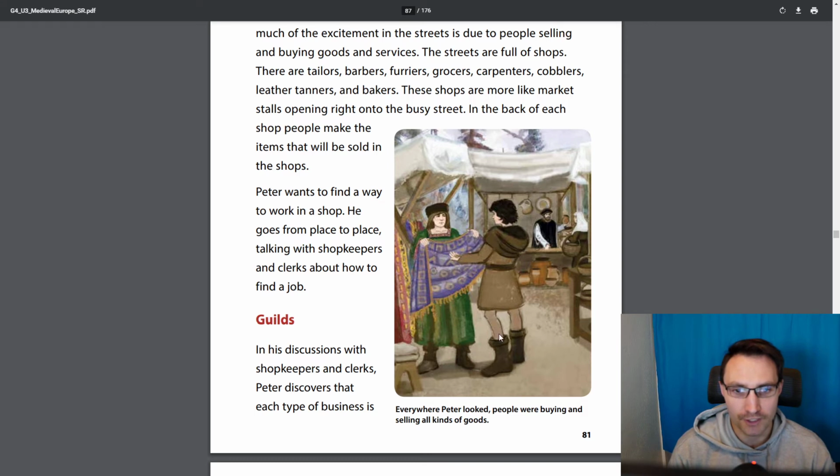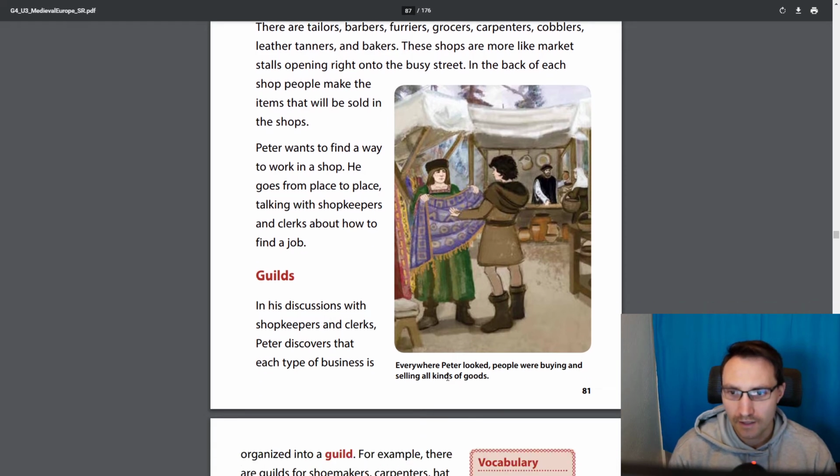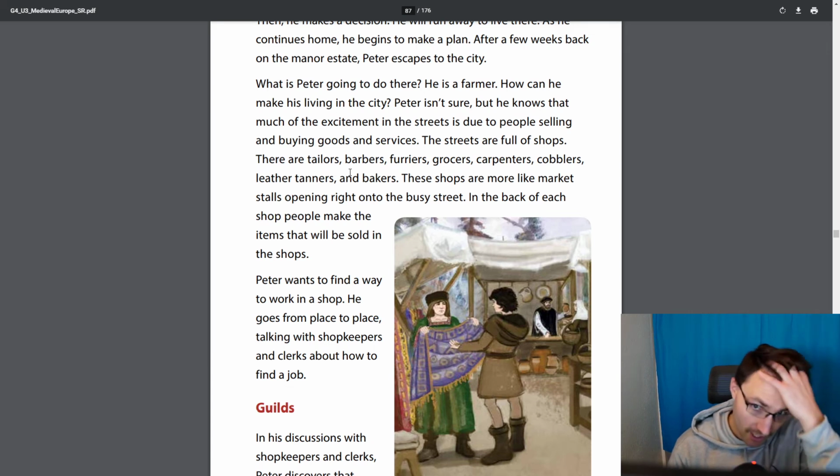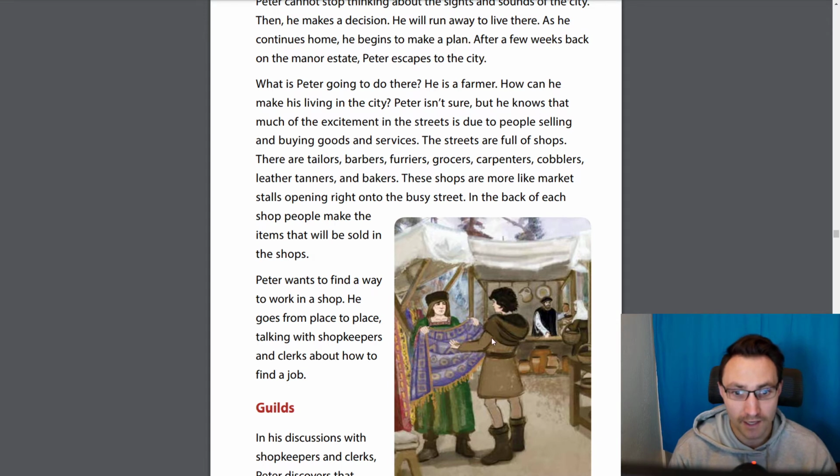So here's a little picture of Peter, and everywhere he looked, people buying and selling all kinds of goods. So let's look at some of these goods, right? Tailors, people that probably tailor clothes to fit better. Barbers, to cut your hair. Furriers, maybe to make what Peter's wearing, this little hoodie with some fur. Grocers, people with groceries or food. Carpenters, those that work with wood. Cobblers, those that work with shoes.